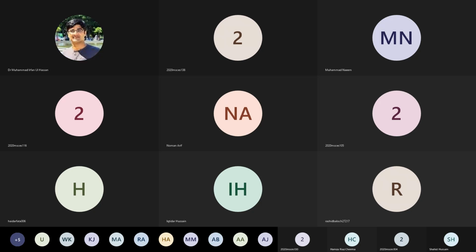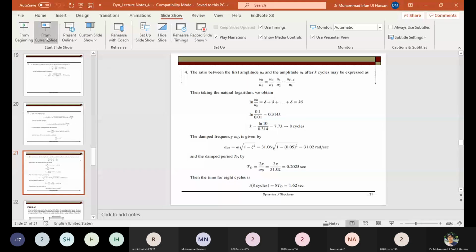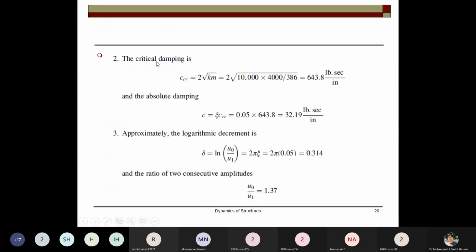Some net issue is there, so maybe there is some problem.